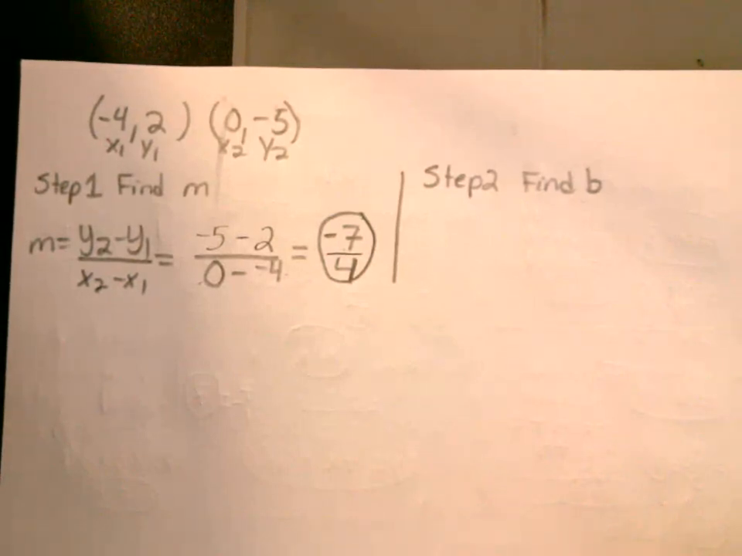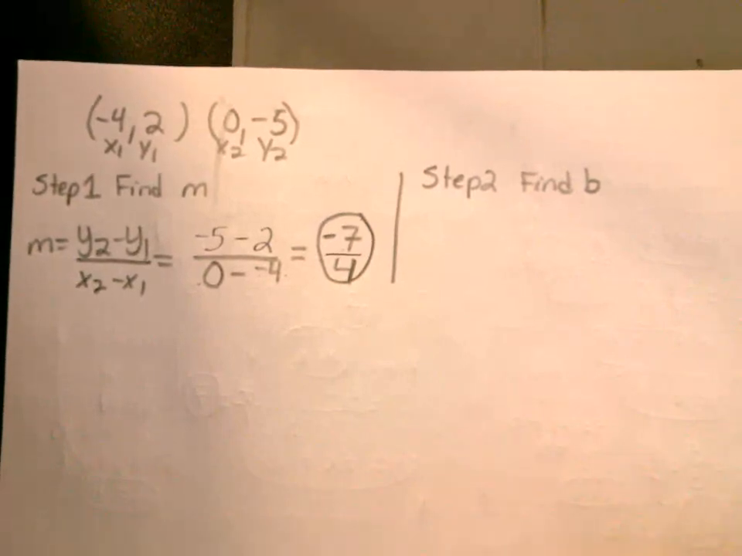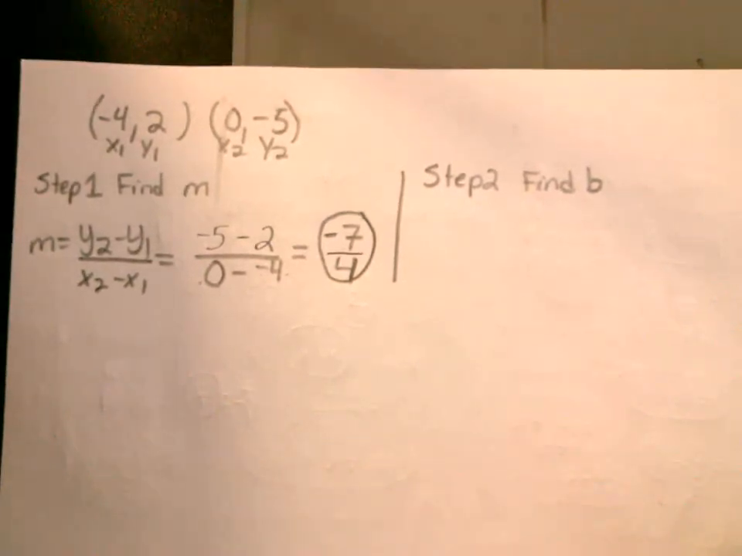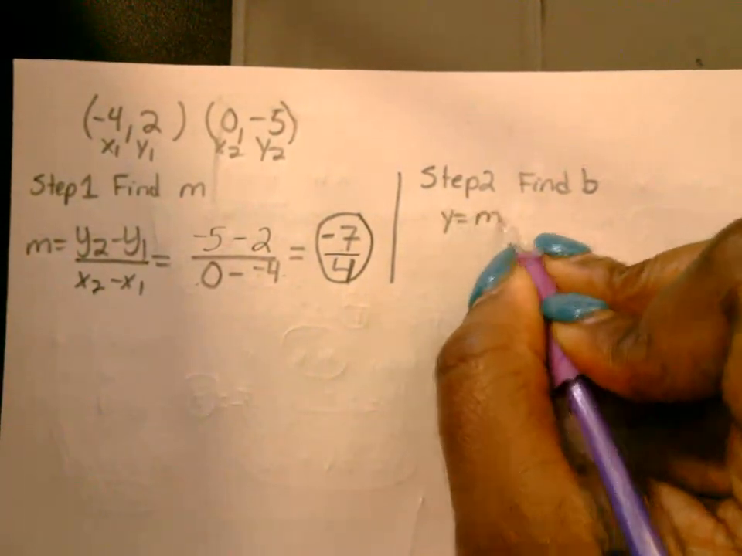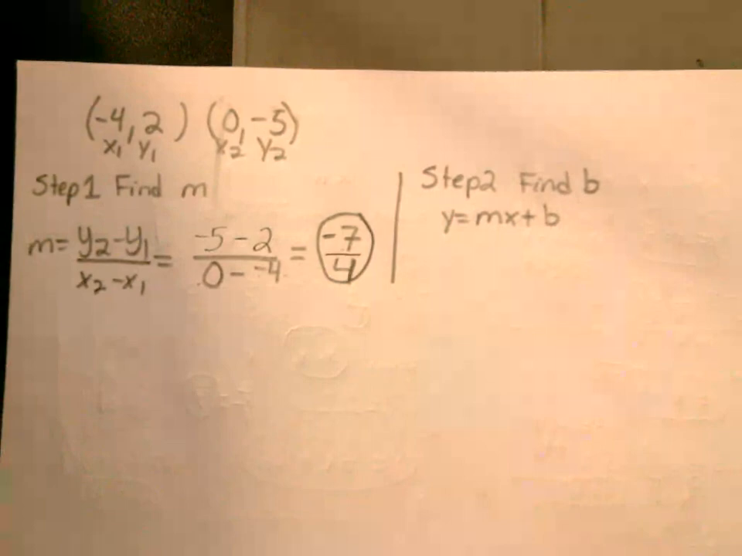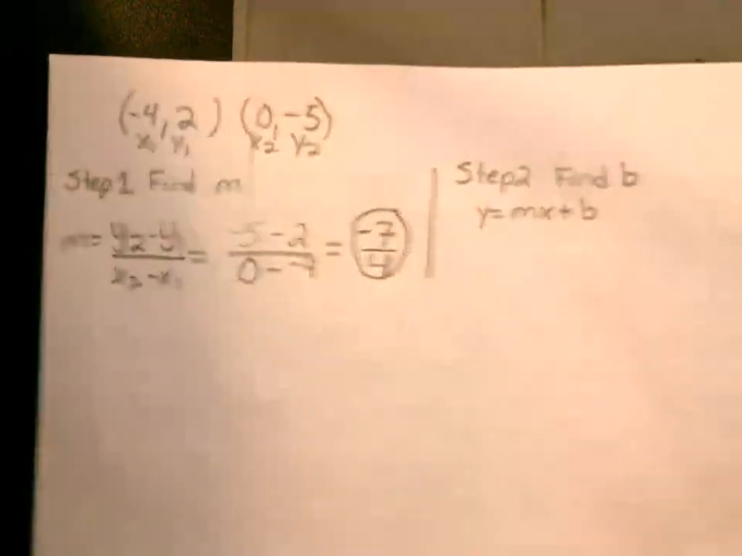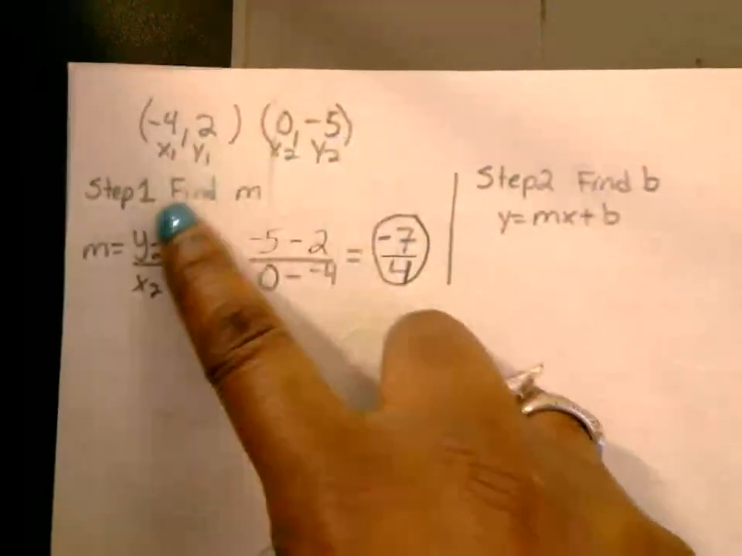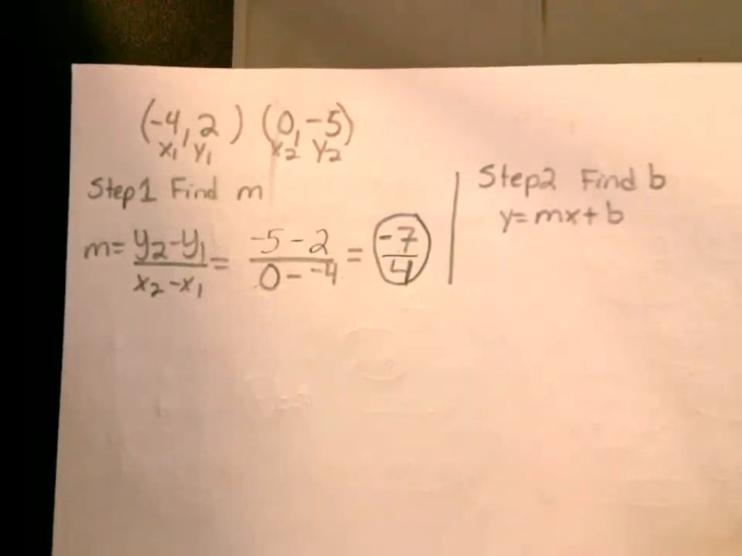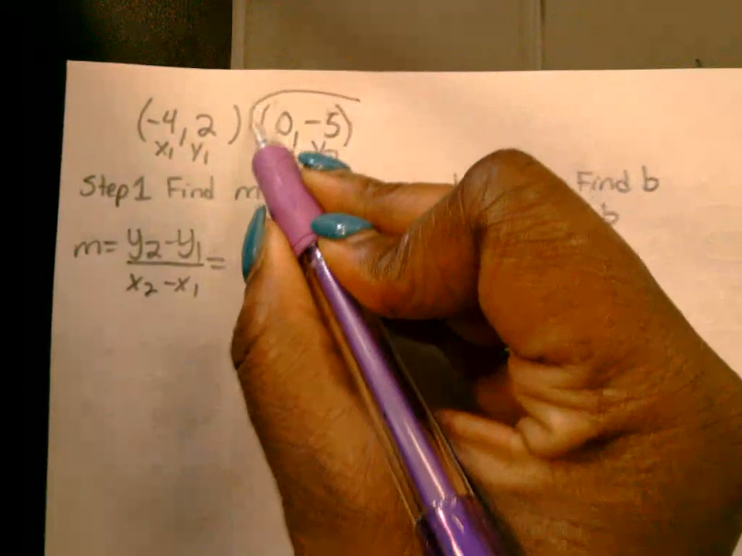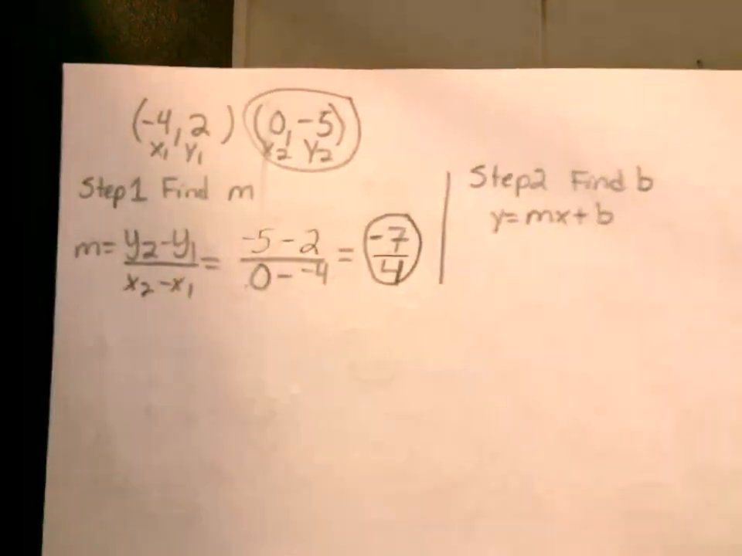What do we use? Frank, sit up. What do we use to find B? What are we using to find B? Riley? Y equals mx plus b. Which one of these points do you feel like is the easiest point to use, India? There's no right or wrong answer. You can use either one. We'll use that one.